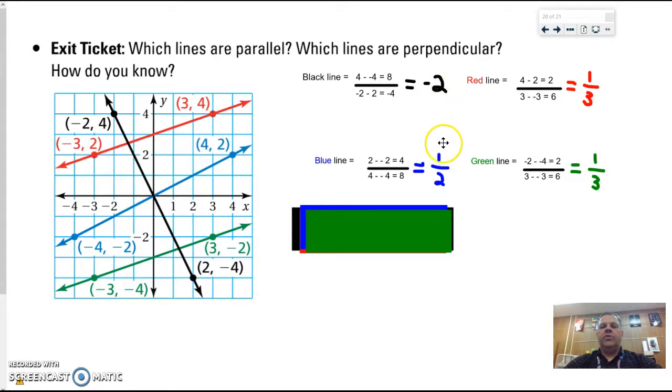Likewise, I know that these two, the blue and the black, are perpendicular because -2 times 1/2 equals -1. When the slopes multiplied together equal -1, those lines are perpendicular. So the black line and the blue line are perpendicular.